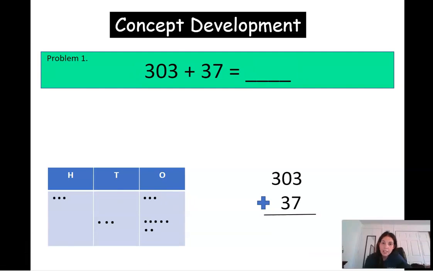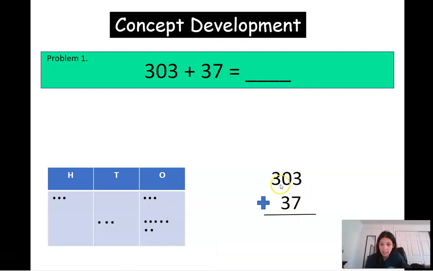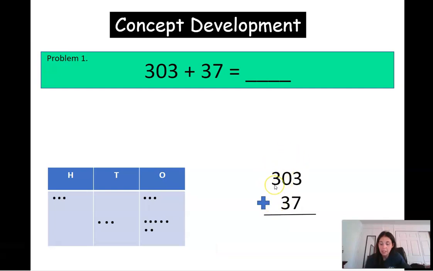303 plus 37. Now for this problem, it's super important when you're writing it down that you line up your ones and you line up your tens. And your hundreds are lined up, which there are no hundreds down here. There's only hundreds in the top number. It's very important that you line up your numbers when you're adding or subtracting.